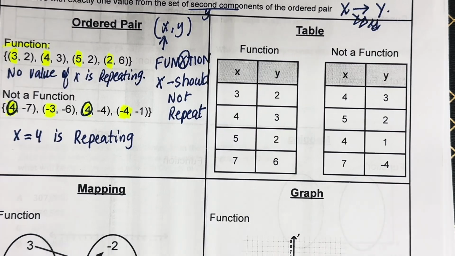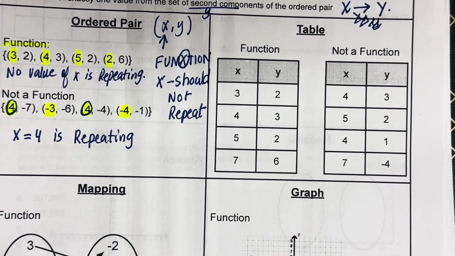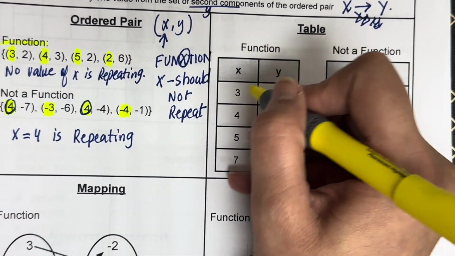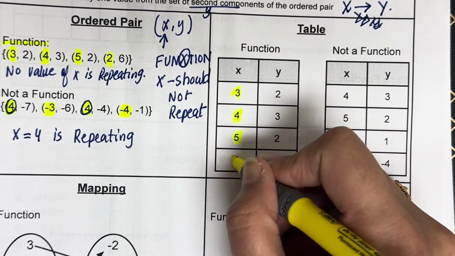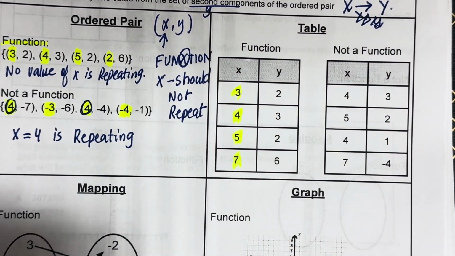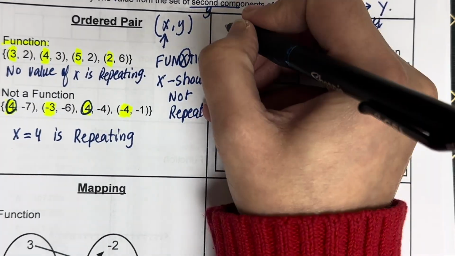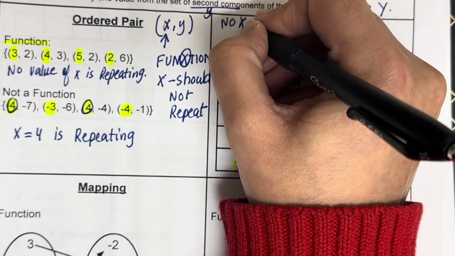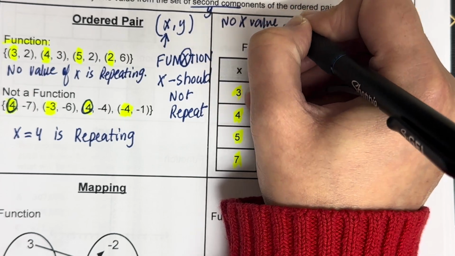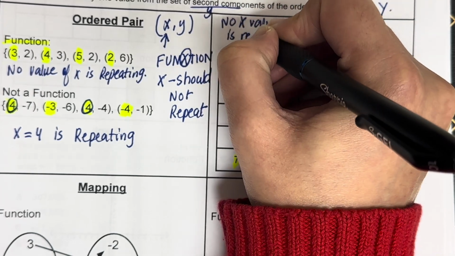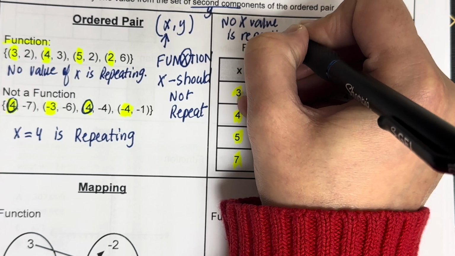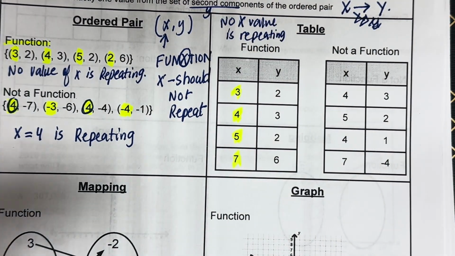It is super easy to identify on the tables. All you have to do is look at your x values: 3, 4, 5, 7. All values of x are different. So this is a function. No x is repeating. So your reason is no x value is repeating. All of them are different.